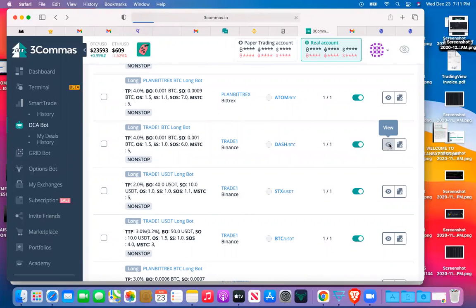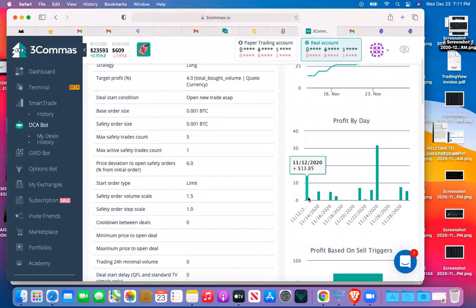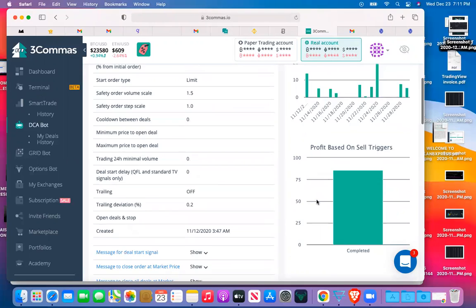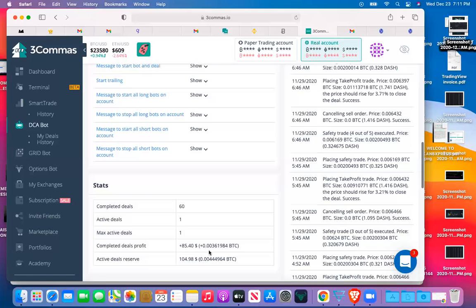So let's check Dash. I don't trade coins that I cannot hold. Dash has done about $85. Dash was opened on the 12th of November. On that same day, it did about $13, and then others. On the 24th, it did about $31. And if you check it, how many deals had it completed? It has completed 60 deals and about $85.